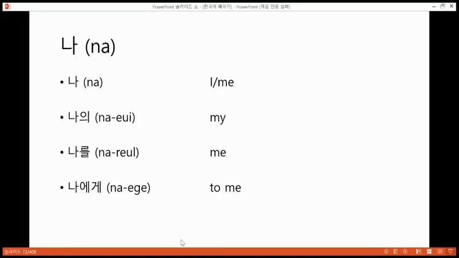나 can be either I or me, depending on which particle you put. Okay, let's put the first particle, 의. Can you say 의? Okay, 의 is the possessive particle. If you put 의 after a pronoun or noun, that becomes of something or of somebody.